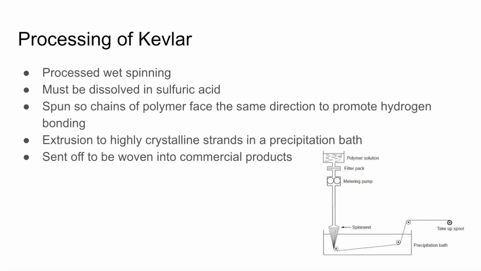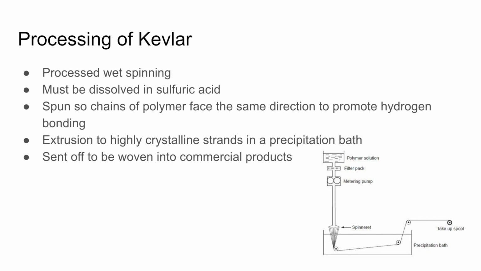Kevlar is produced through a process called wet spinning, and in order for wet spinning to work, the polymer solution has to be dissolved in sulfuric acid. This is not only because the monomers are not water soluble, but the final product, the Kevlar itself, cannot be melted. It actually chemically degrades at around 500 degrees Celsius. So in order to maintain its fluidity, it has to stay dissolved in the sulfuric acid solution.